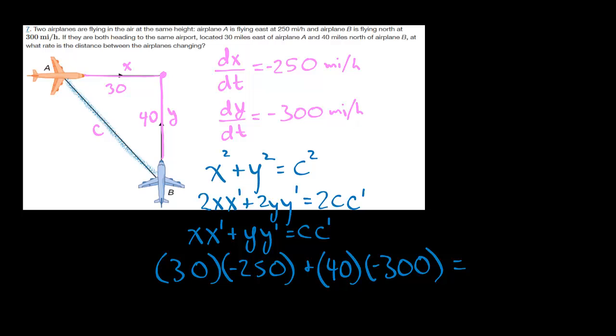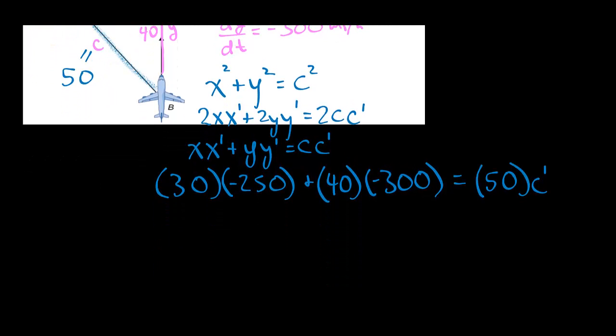At this instant, when plane A is 30 miles out, plane B is 40 miles out, but we don't know what c is. But you realize we could use the Pythagorean Theorem. 30 squared plus 40 squared equals c squared. And this is a Pythagorean triple. So we know that c is equal to 50, because this is a 3, 4, 5 right triangle, but I multiplied everything by 10. So what we have is 50 times c prime. And now all we have to do is solve this equation for c prime, which is pretty easy.